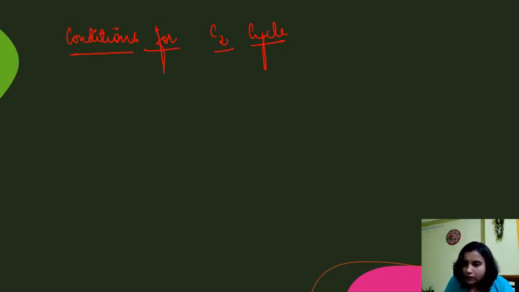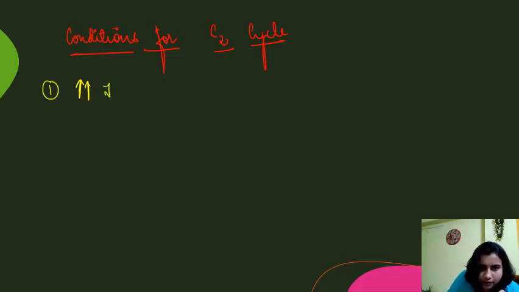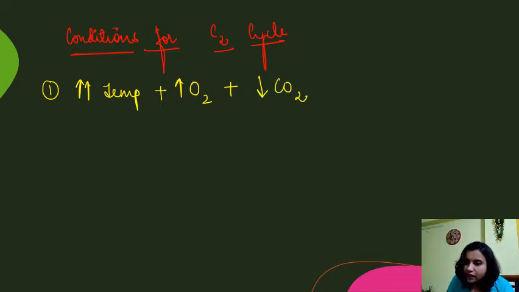Now we will see the conditions for C2 cycle, right? Conditions for C2 cycle. What are the conditions needed for C2 cycle? It is very high temperature plus high oxygen plus low carbon dioxide, right? High temperature, high oxygen and low carbon dioxide. Clear? Then high temperature, high oxygen, high carbon dioxide.